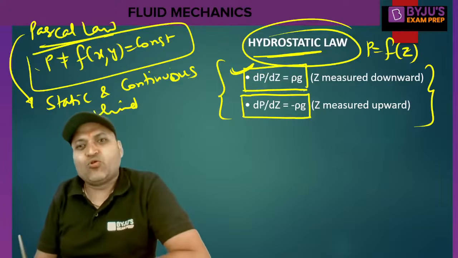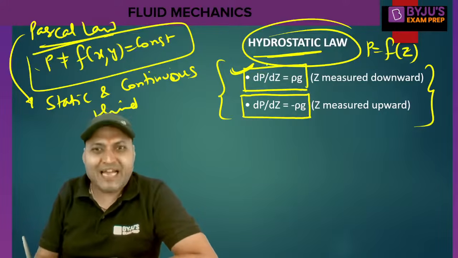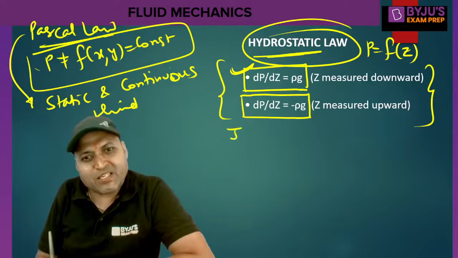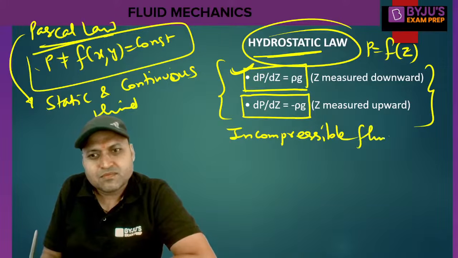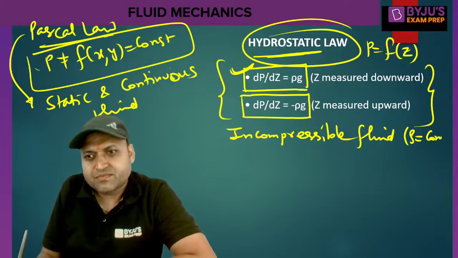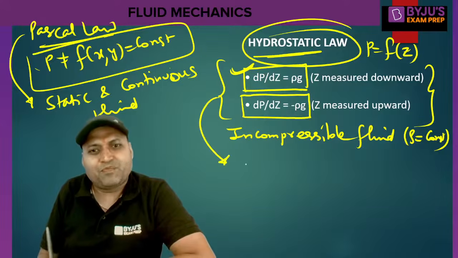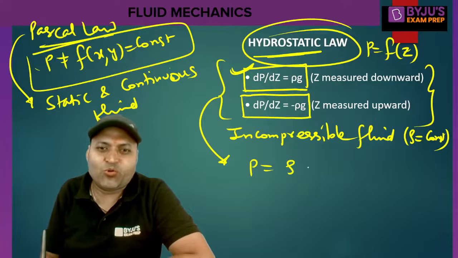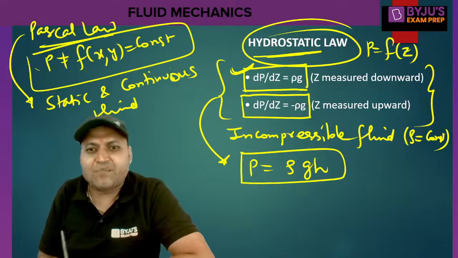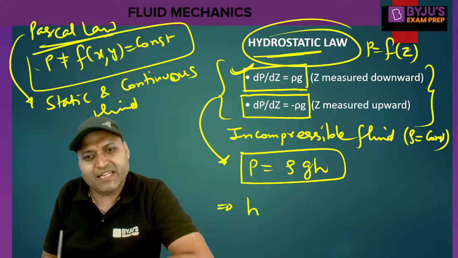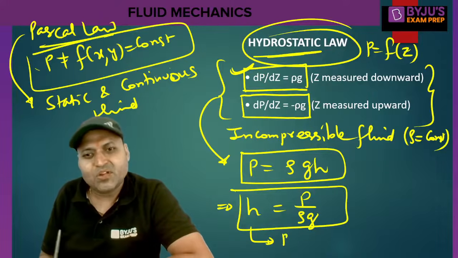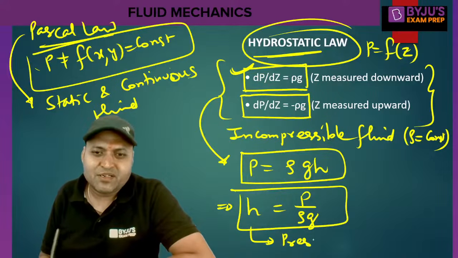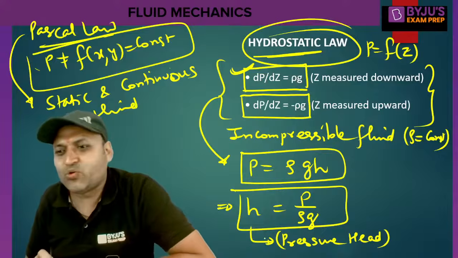So dP by dz is equal to rho g, or dP by dz is equal to minus rho g. That is the hydrostatic law. For incompressible fluid, rho is constant. From this hydrostatic law, we can get P is equal to rho g h, the pressure at a depth h from the free surface, or we can write pressure head given by P by rho g. H is the depth from the free surface. Pressure head can be calculated from P by rho g.